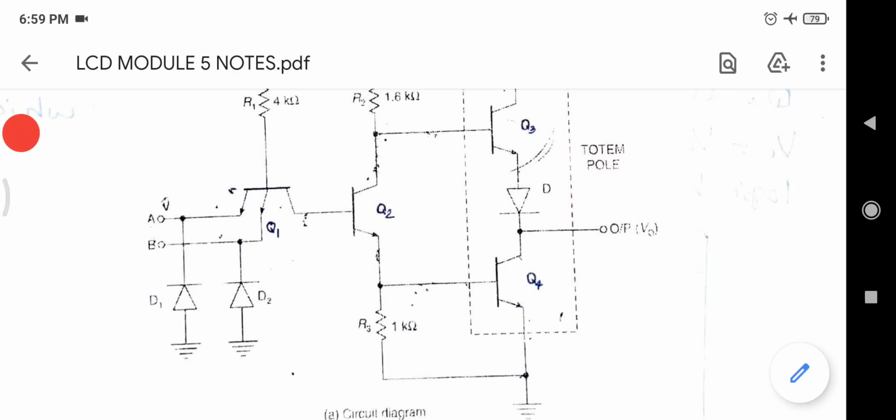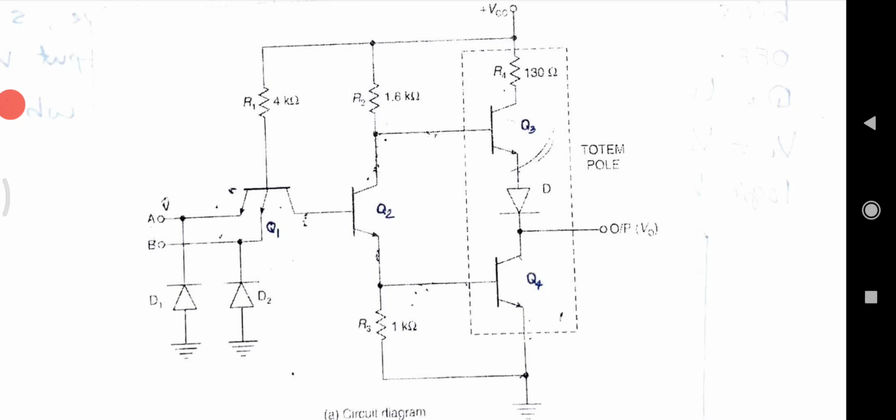And the next case is when A equal to B equal to 1 and the output V0 equal to 0. That is when A equal to 0 and B equal to 1, the output V0 equal to 1. And when A equal to 1 and B equal to 0, the output V0 equal to 1. And here is the working of a 2-input TTL NAND gate.